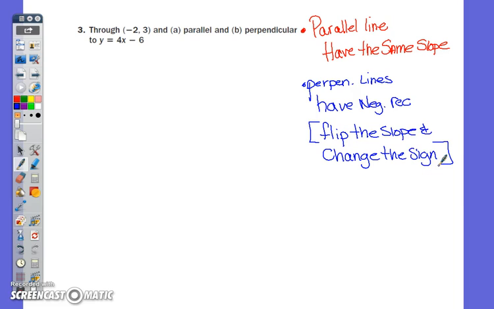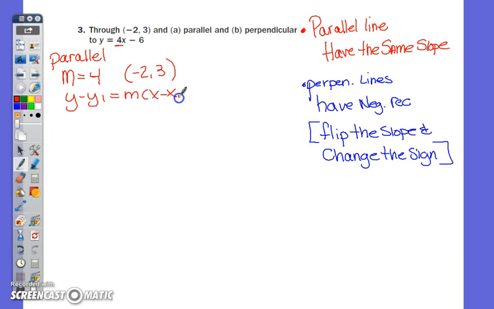We have a point, negative 2, 3. So if we're finding the parallel line, here we know my slope is positive 4, taken from this equation. We know my point is negative 2, 3. So we're going to use point slope form. Remember, y minus y sub 1 equals m times x minus x sub 1. So you say y minus 3 equals 4 times x minus.